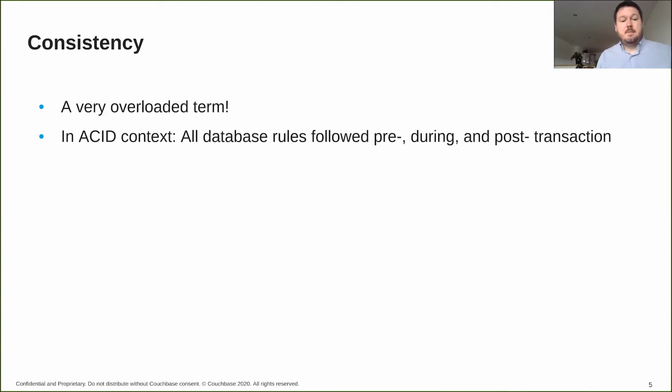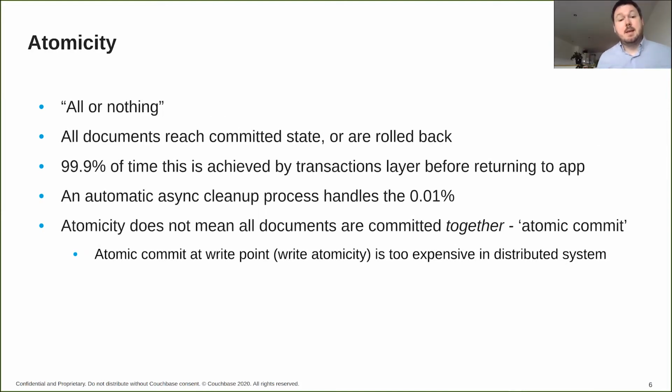Consistency, a very overloaded term. The consistency in the CAP theorem is not the same as the consistency in ACID. In the ACID context, consistency means that all database rules are followed before, during, and after any transaction. In a relational database, that would include things like foreign key constraints that don't really apply to our non-relational database. So the rules that we do have, including that document keys must be globally unique across a bucket, all the rules that we have are followed during transactions. So we've seen how we do durability and consistency.